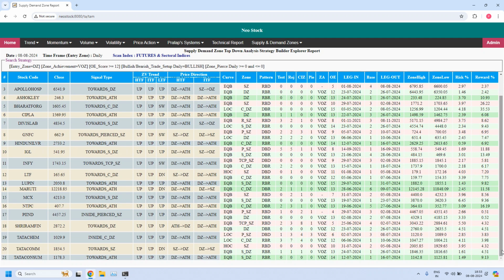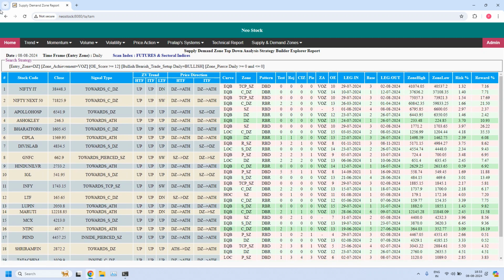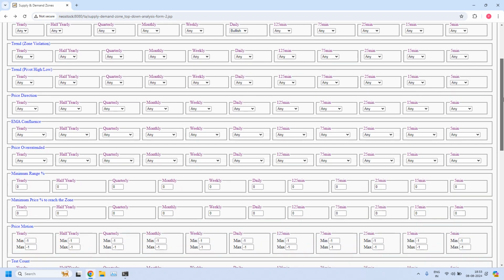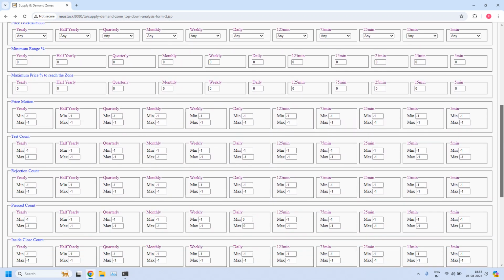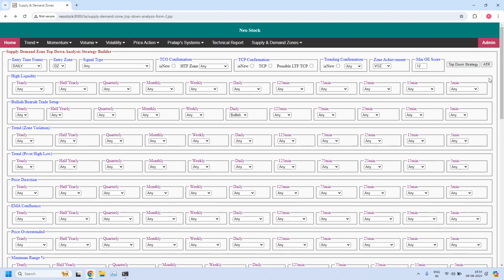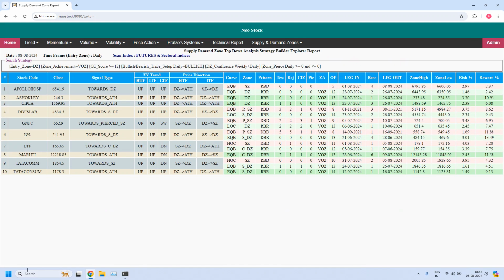Okay, now how many of these stocks are already having confluence with ITF time frame? That means all these daily zones, are there any with weekly confluence? Let us filter. So in daily demand zone confluence, I am looking for a daily demand zone with weekly demand zone confluence. That means ITF zone confluence. So 10 stocks. Now the list has come down to 10.